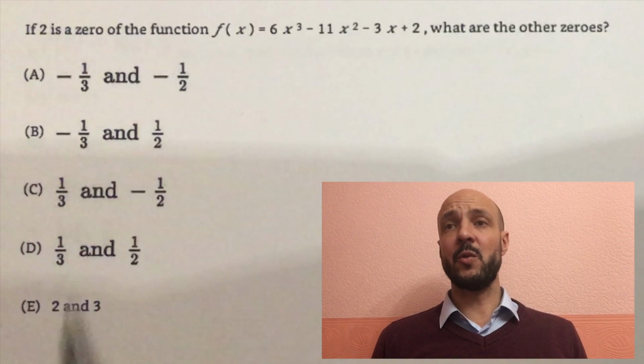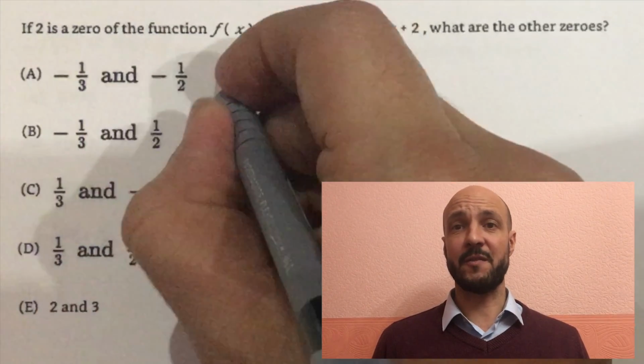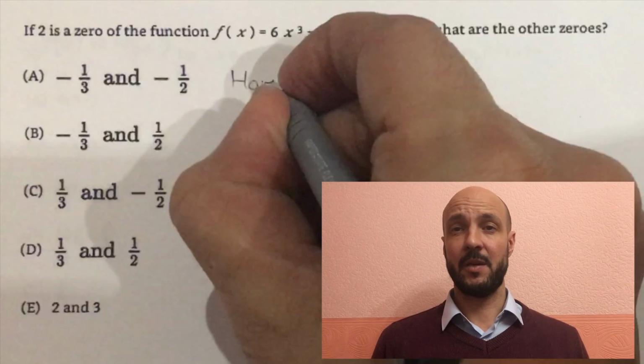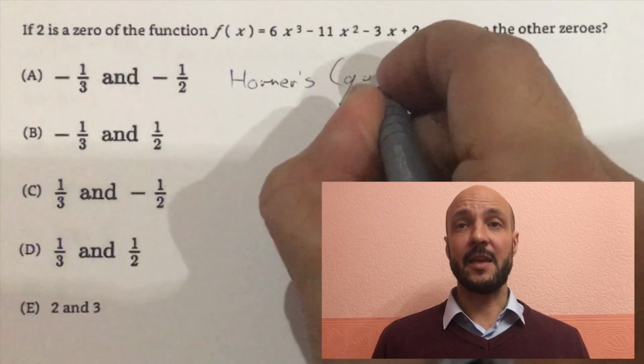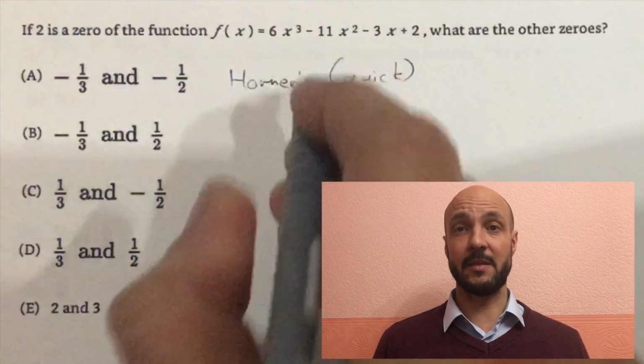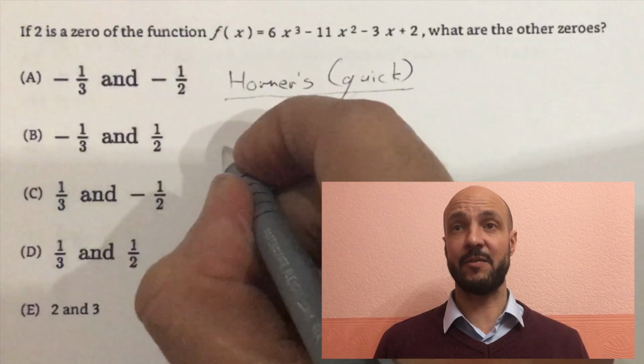Okay, we're given 2 is a zero of this function and we want our other two zeros, so we want to factorise our function. We've got three ways to do it. The quickest way is using Horner's method. We'll demonstrate that here. We're not going to teach it here, we could teach it in a different place.